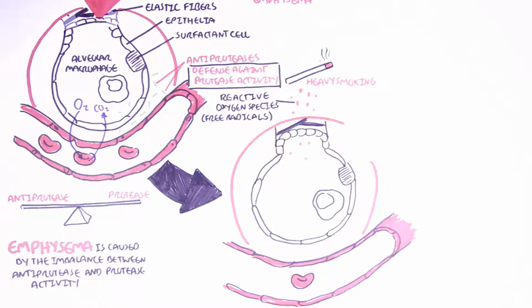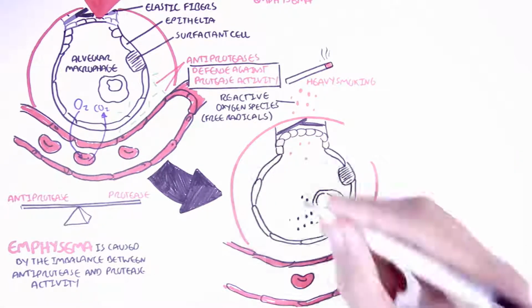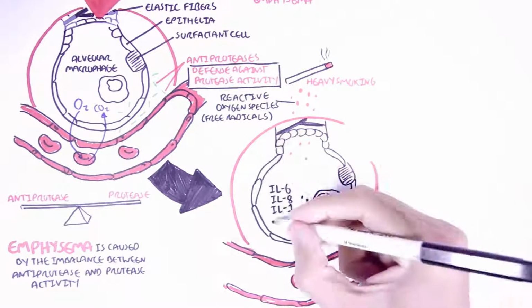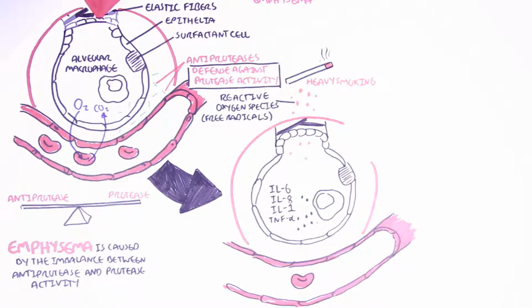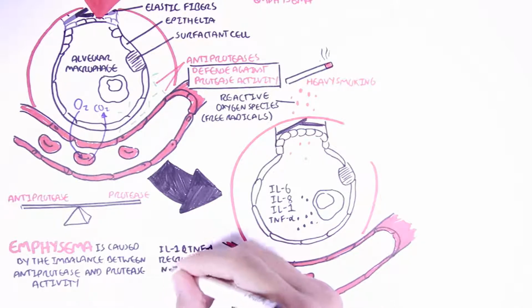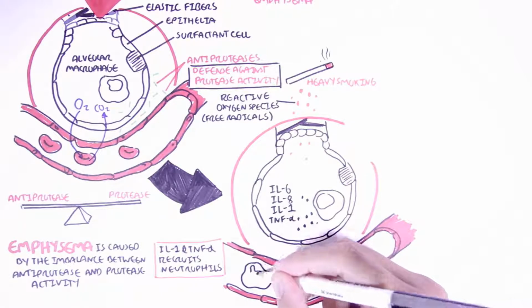Remember that alveolar macrophages are normally found within the alveolus. So exposure to these toxins from cigarettes will cause these macrophages to begin secreting many inflammatory mediators, inflammatory cytokines, mainly interleukin 6, interleukin 8, interleukin 1, TNF-alpha, and leukotriene B4. Now, these chemicals will enhance the immune response. For example, interleukin 1 and TNF-alpha can recruit neutrophils into the area, a process known as chemotaxis.